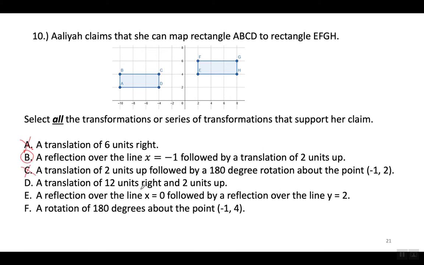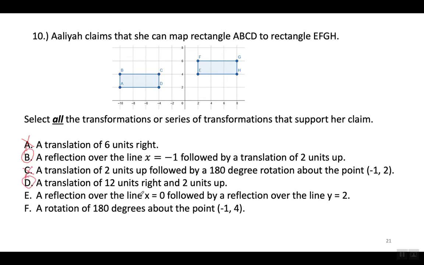D, a translation of 12 units to the right and 2 units up. Let me pick a point. Let's pick point A. Point A is at negative 10. If I move it 12 units to the right, point A would be right here. Point D would be here, B would be here, and C would be here. Let's put A prime, D prime, whatever. Same thing with D. D is at negative 4. If I move it 12 units to the right, it'll be at positive 8. So the rectangle will be there if I move it 12 units to the right, and then 2 units up. Yes, that will line up. So D is correct. Okay, so A is wrong, B is right, C is wrong, D is right.